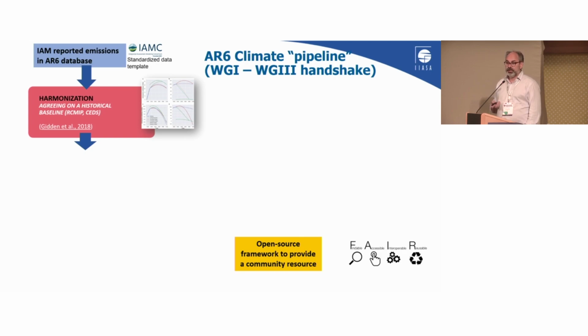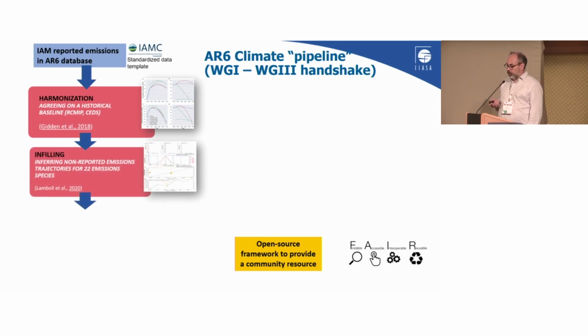The first step is to harmonize the emissions of different scenarios to a common base year. Why is this necessary? Different scenarios use different inventories, and if you didn't do that, the climate information would be influenced by massively different base years. So it is a whole process of making the scenarios comparable to different emissions inventory information.